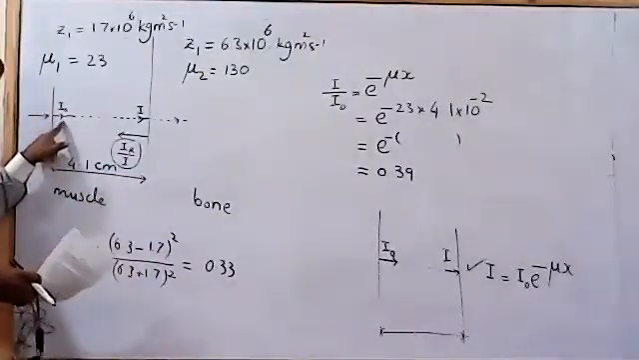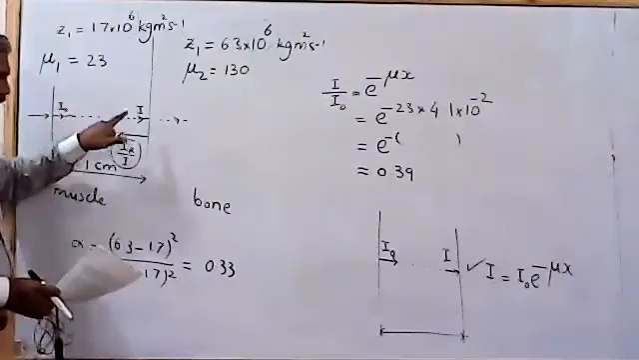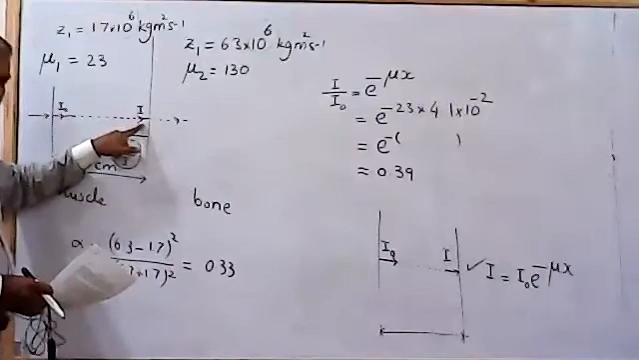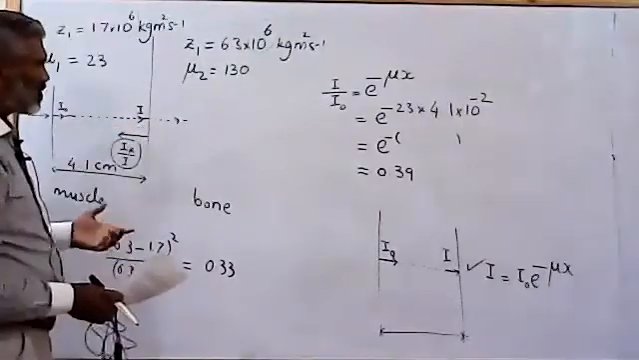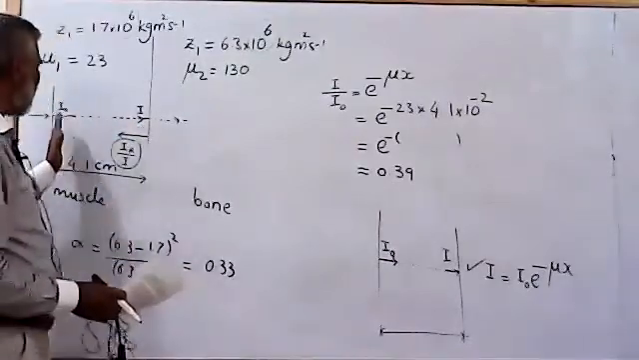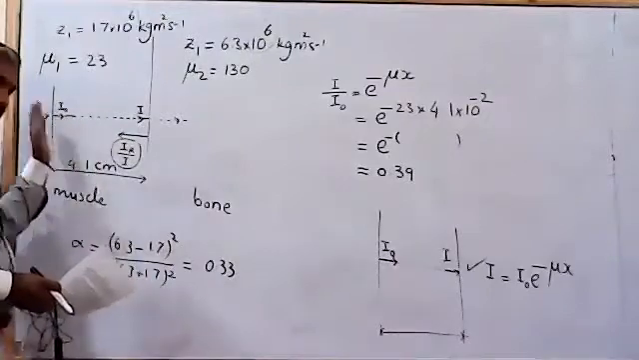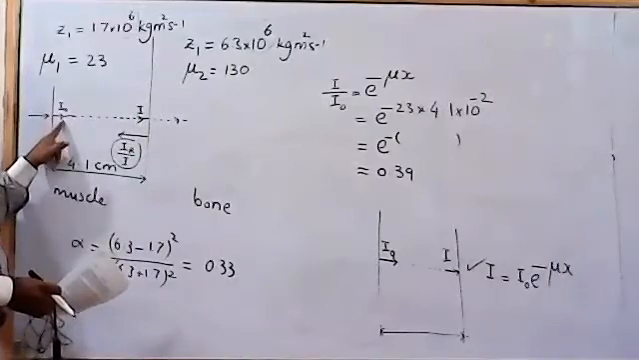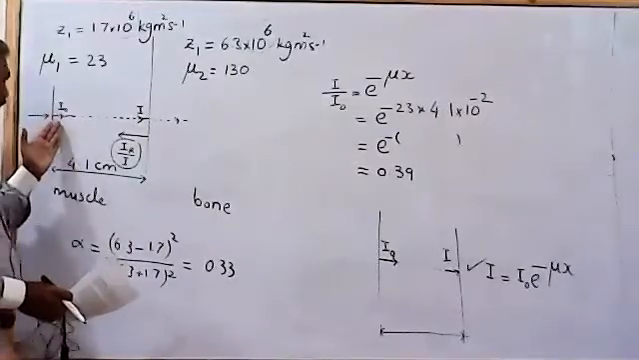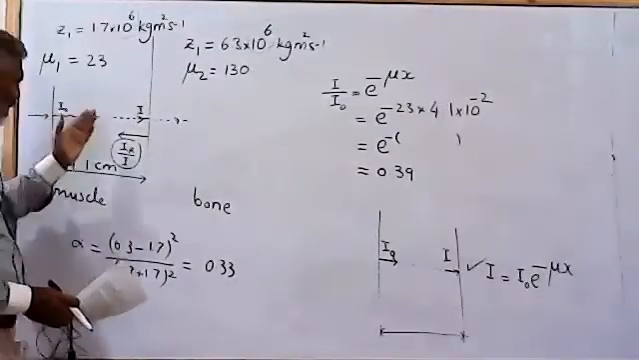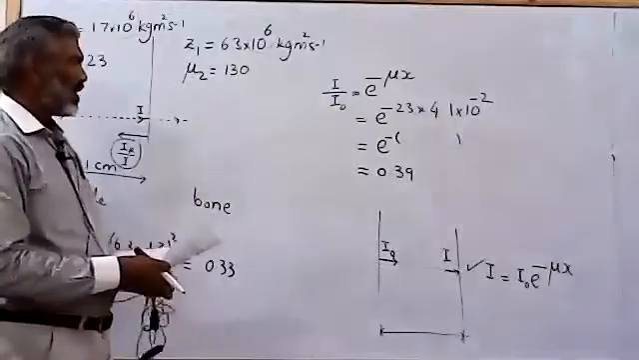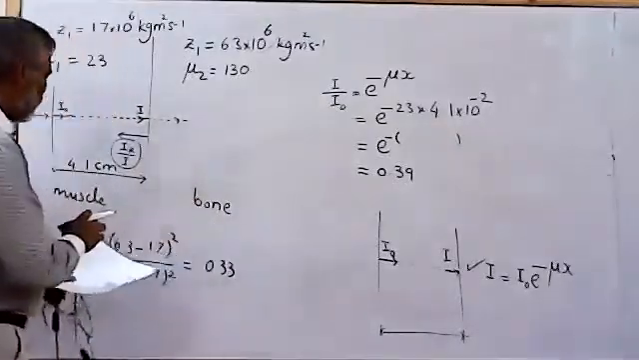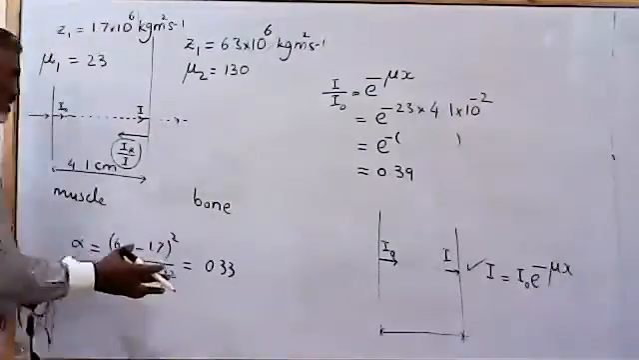Which simply means that 39% of this incident intensity will be reaching here. The rest will be lost. So gradually the intensity which was transmitted from outside of the body is taken original value, and what fraction of it is reaching here is calculated using this formula. So these are two independent calculations.